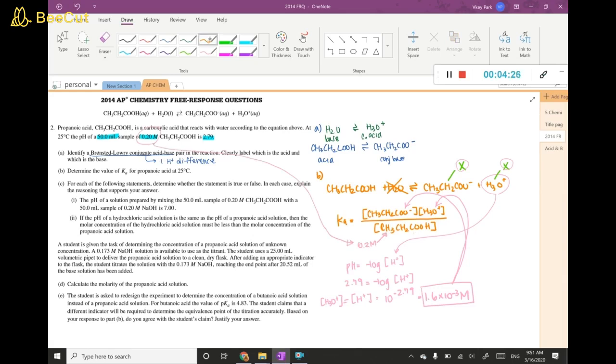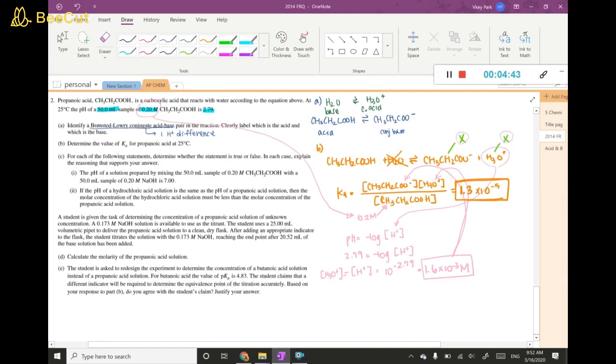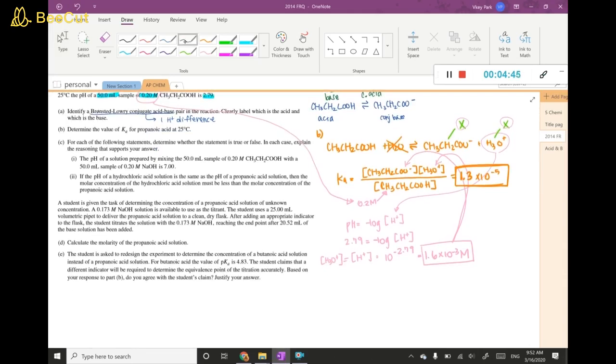Okay. So with that said, if I were to plug it in, I end up with 1.3 times 10 to the negative 5. And that is my Ka value. And remember, guys, Ka values, any K value has no units, right? It's got no units. Good. All right, let's continue with C.